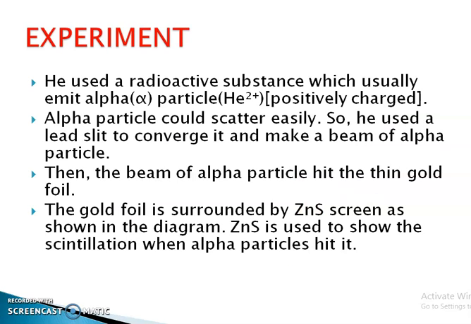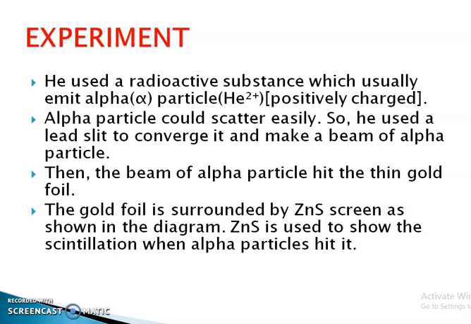Next, the slide explains the experiment. I already explained. He used a radioactive substance which usually emits alpha particles. Alpha particle is helium-2 plus, that is, it is positively charged. Alpha particle could scatter easily. So again they used a slit to make it a beam of alpha particles as shown in the above figure. Then the beam of alpha particles hit the thin gold foil.